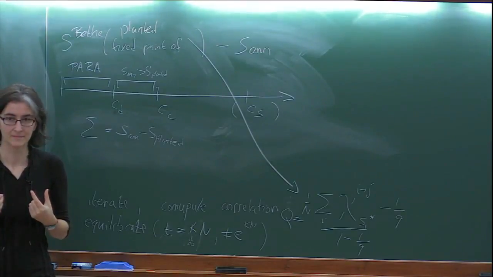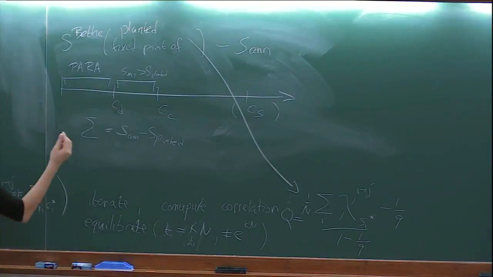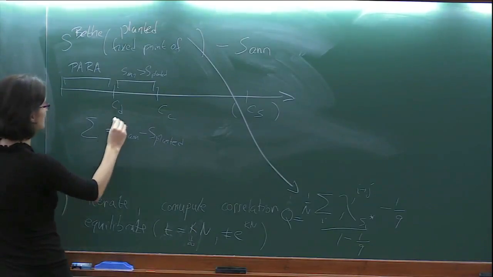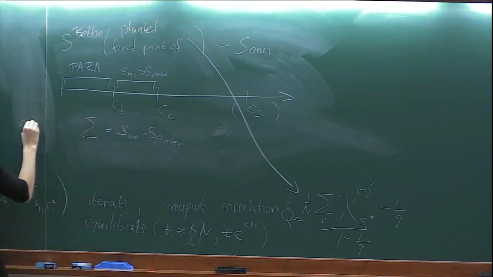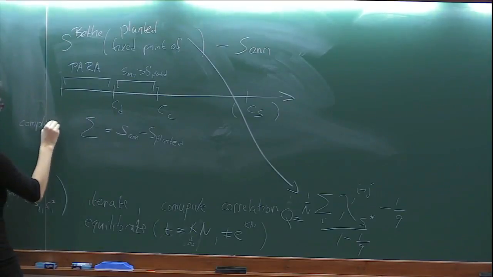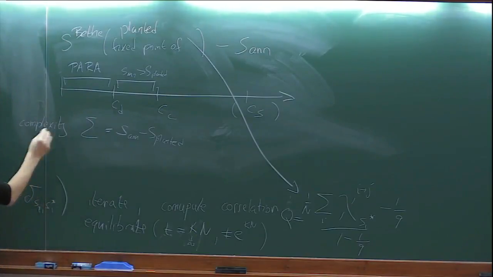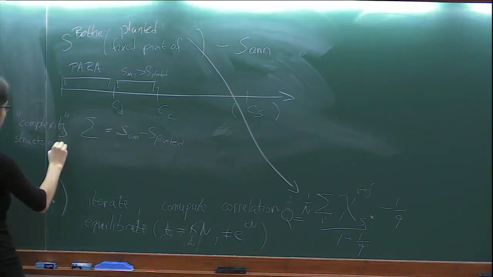In the physics of glasses, this is called complexity in the cavity method. It has nothing to do with computational complexity. It's a bit of an unfortunate word that I don't like so much. In the physics of structural glasses, this is called the structural entropy.